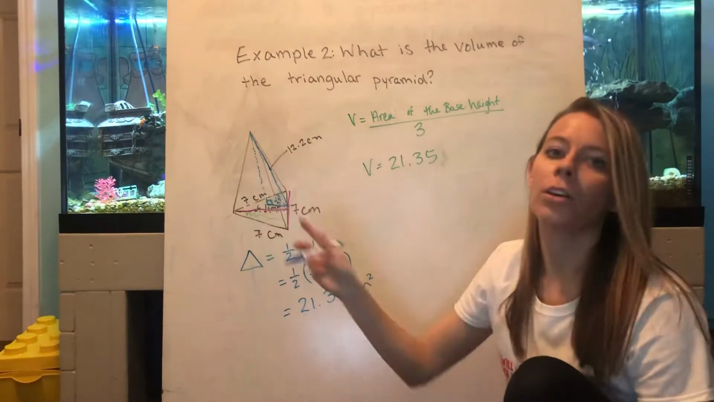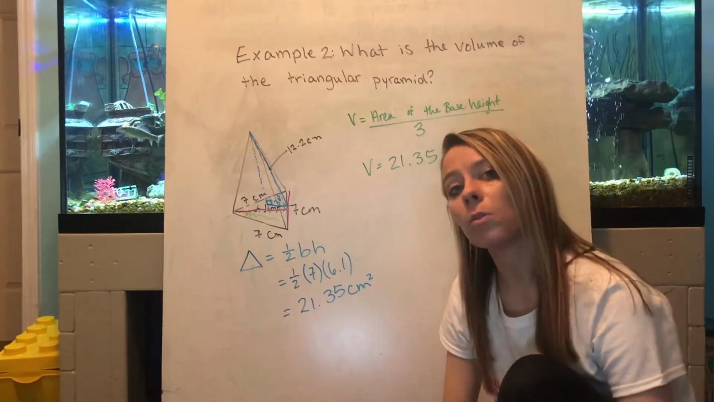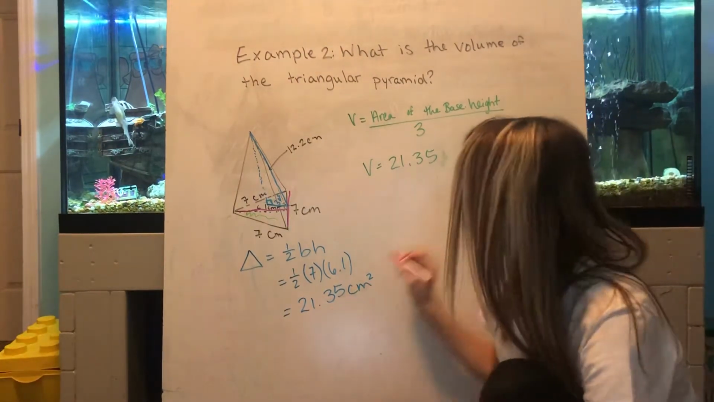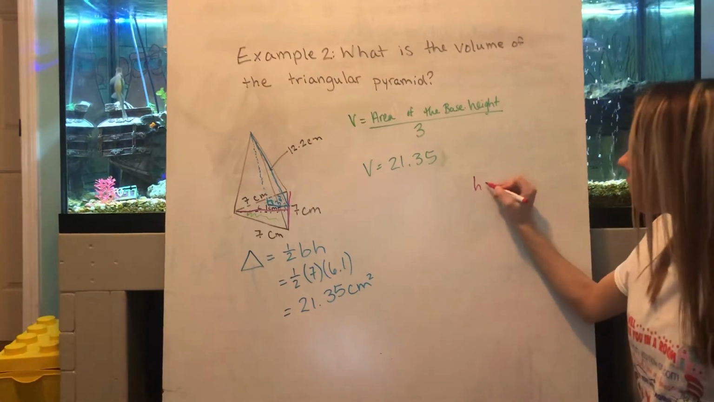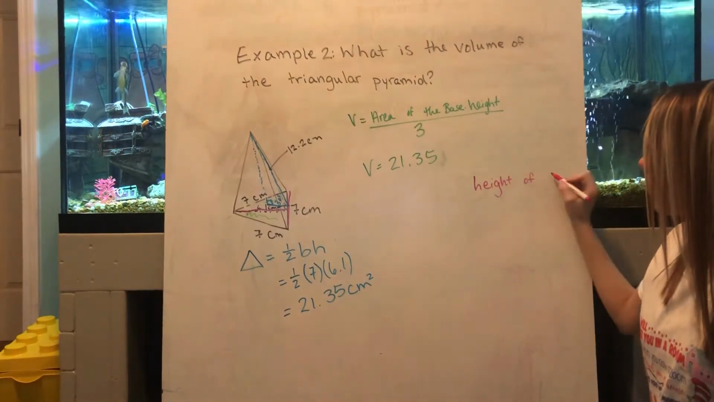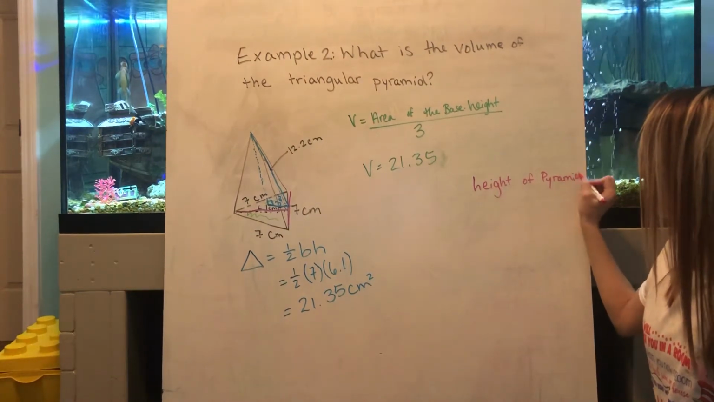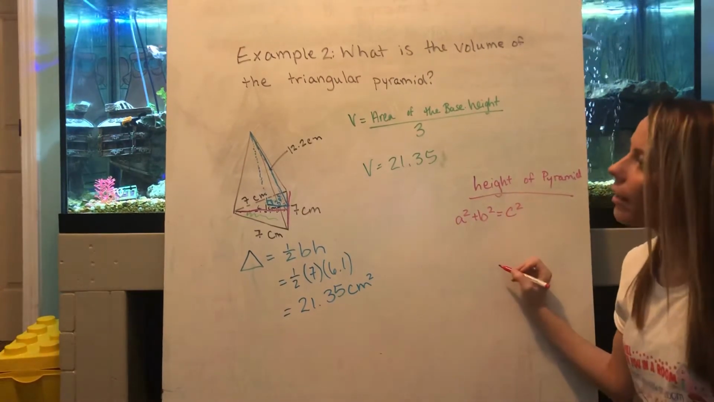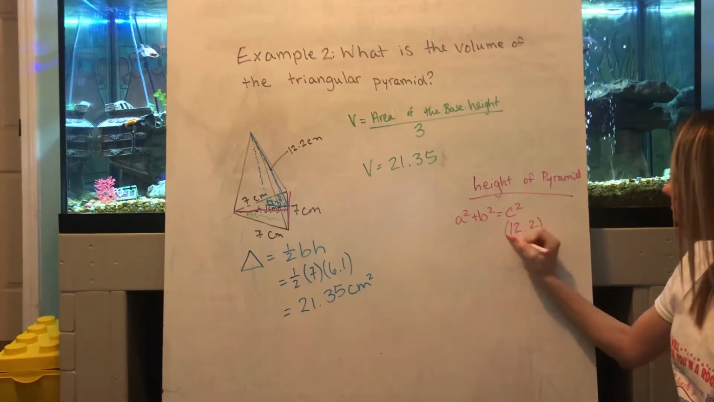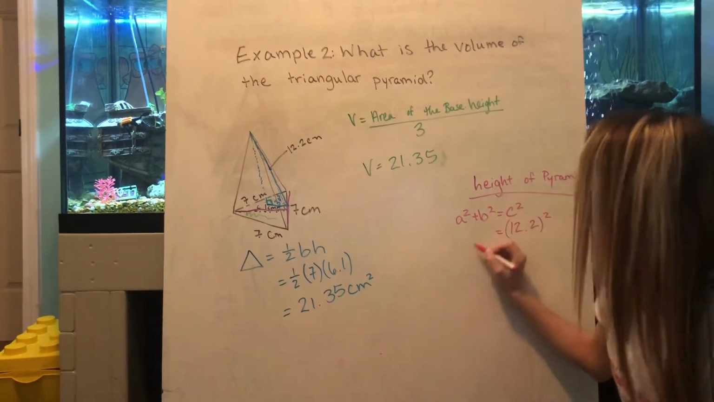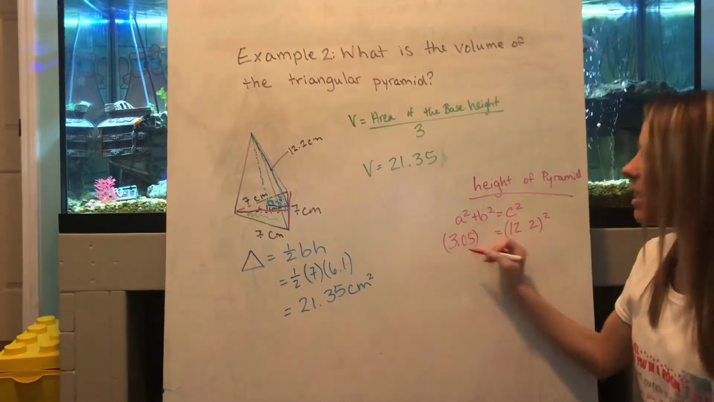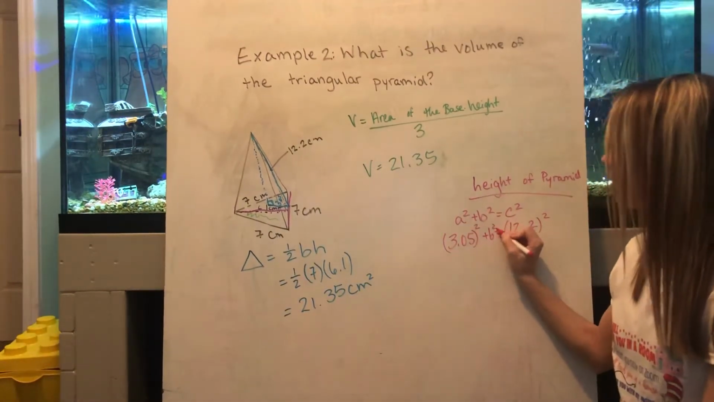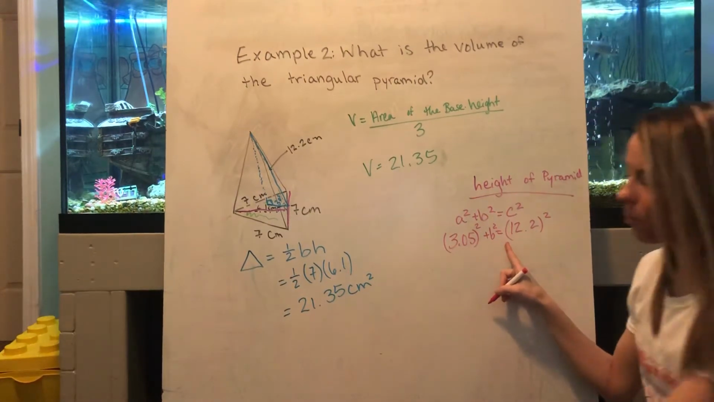So we have a right triangle, we're missing a side length, so what we can do is Pythagorean theorem. So to find the height, we're going to go ahead and do Pythagorean theorem. So I'm just going to out here do height of pyramid. And I have a squared plus b squared equals c squared. I know the hypotenuse is 12.2 squared equals, I have 3.05 because that base isn't the full 6.1, it's just that little half of it. Squared plus b squared. So 3.05 squared plus b squared equals 12.2 squared.